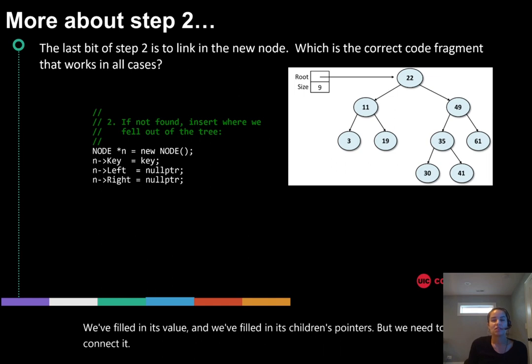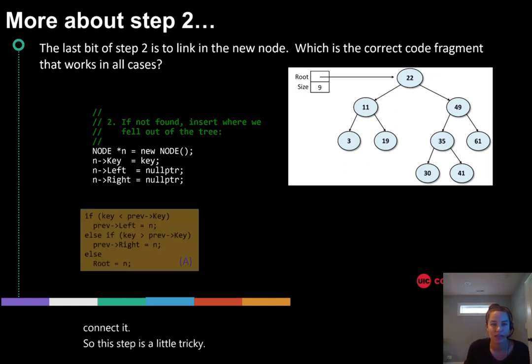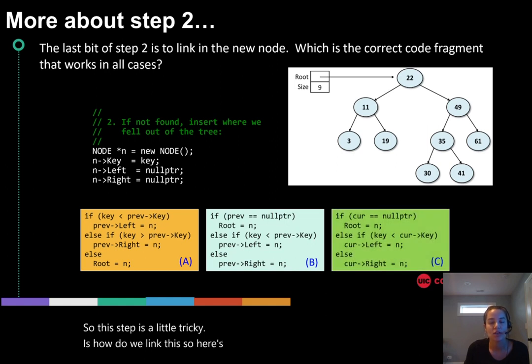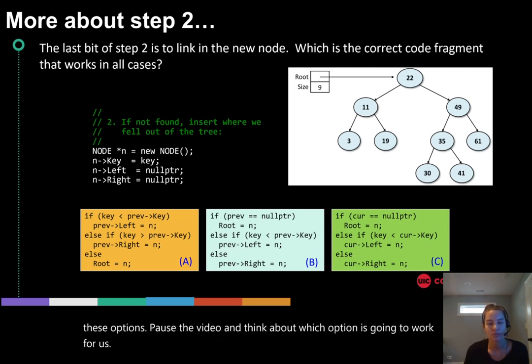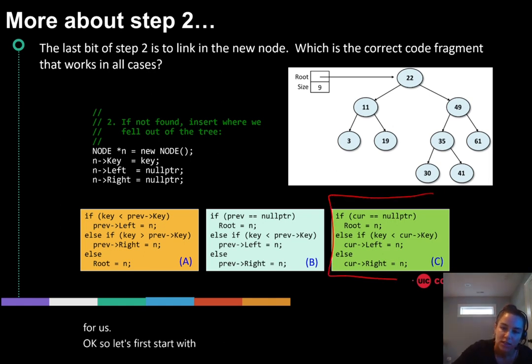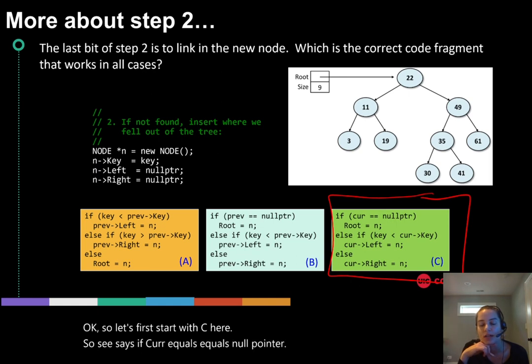So this step is a little tricky. How do we link this? So here's a couple of options. Go ahead and read these options, pause the video, and think about which option is going to work for us. Okay, so let's first start with C here. C says if cur equals null pointer, then set the root equal to n.